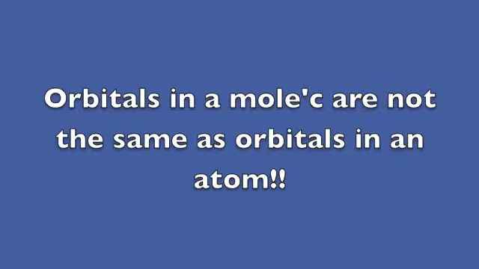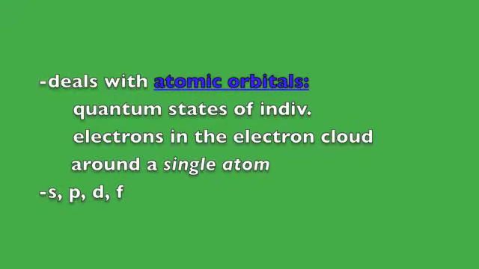So the valence bond theory is basically just understanding that orbitals in a molecule are not necessarily the same as orbitals in an atom. The valence bond theory also deals with atomic orbitals, which are quantum states of individual electrons in the electron cloud around a single atom. So basically talking about S, P, D, and F.